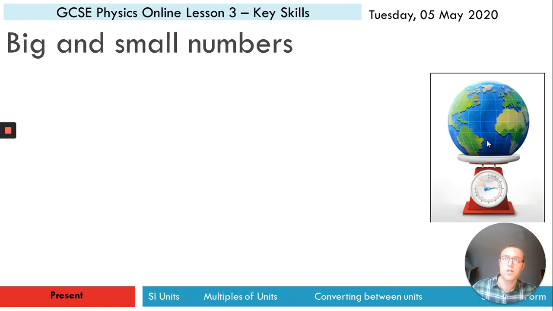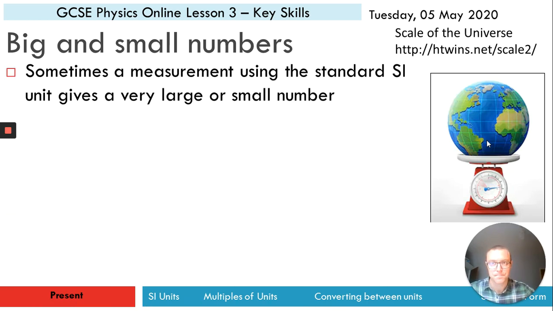Okay, large and small numbers. Sometimes when we measure something using the standard SI units, we end up with a very, very large or a very, very small number. Scientists are often investigating things which are very, very large or very, very small. And that means the numbers become quite difficult to use and to manipulate.